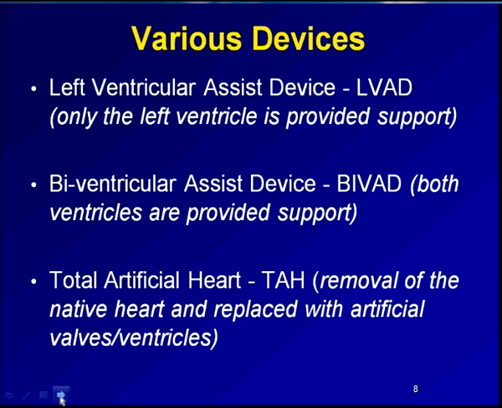And then we have what's making its way out into society is the total artificial heart, where it's a removal of the native heart and it's replaced with artificial valves and ventricles. And each one of these devices operate differently depending on whether they're pneumatic or they're continuous flow or axial flow devices.